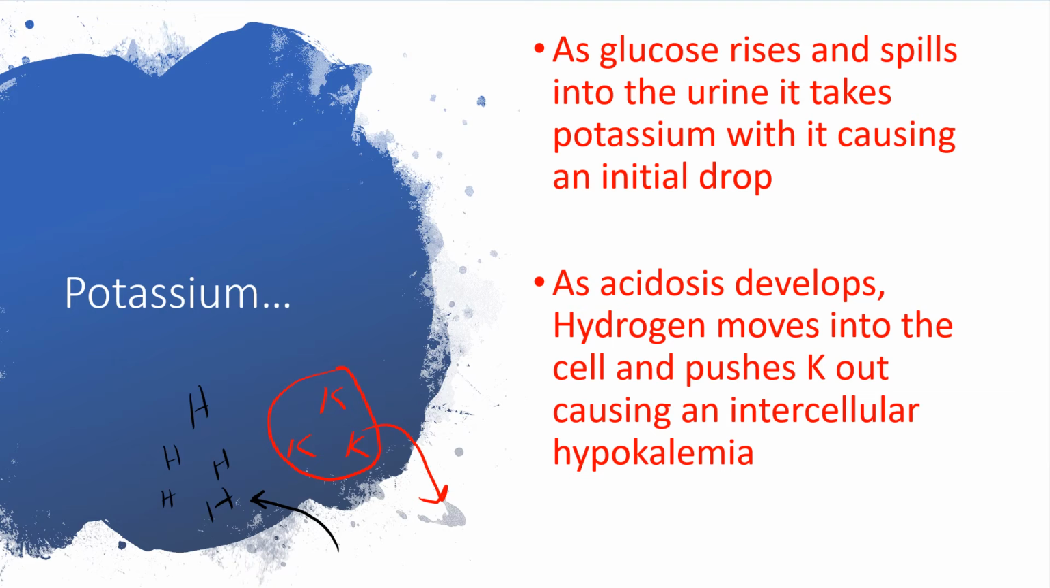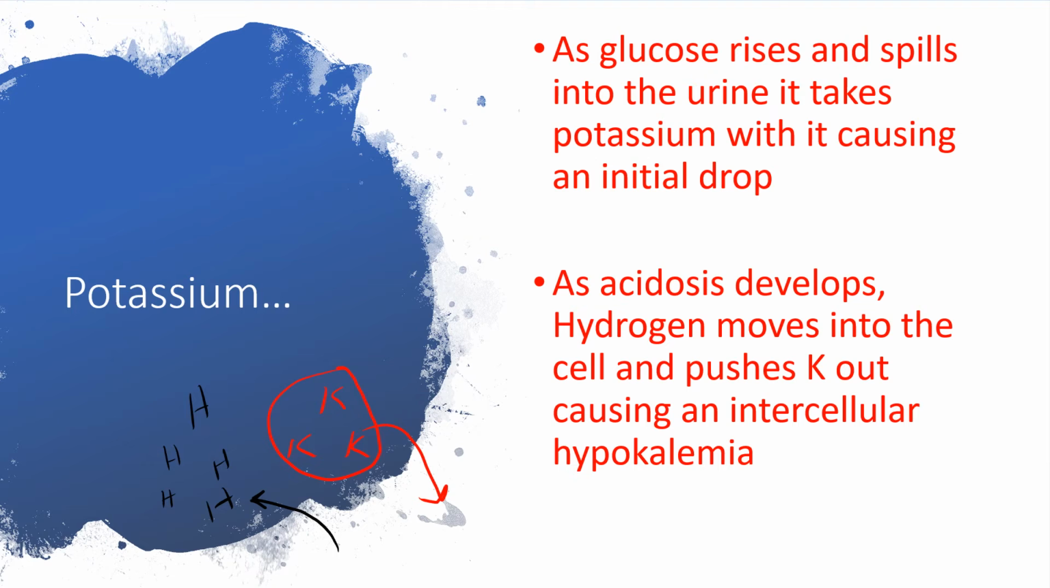So initially, when you lose glucose in the urine, you're going to lose potassium with it, and it's going to cause an initial drop. So if you come along at this point in the game and you pull their serum potassium, it's going to appear low because at that point it truly is low because it's being lost with the glucose. This is also what accounts for the severe dehydration. We're pulling a lot of fluid out, and we're dumping it through the kidneys and peeing it out.